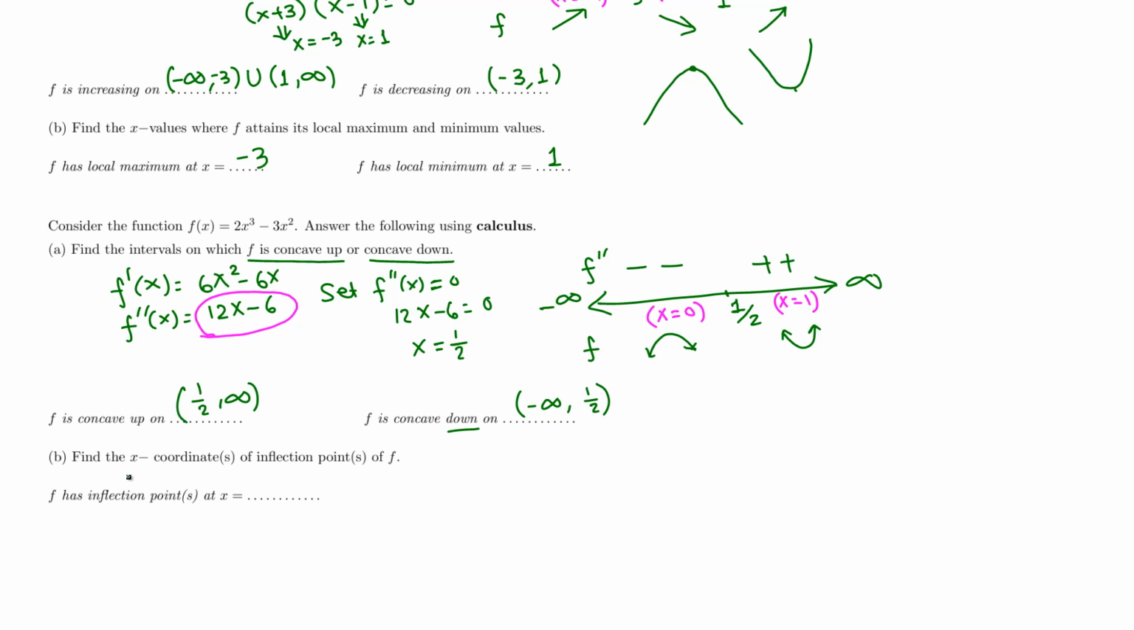And it says find the x coordinates of the inflection points. At 1/2, look at the left of 1/2. We have concave down, and on the right of 1/2 is concave up. So the concavity changes at 1/2, concave down to concave up. So this is the x coordinate of the inflection point. So 1/2, just the x value. If you want to find the inflection point, that would be 1/2 comma, plug in 1/2 into the function, but that is not asked.